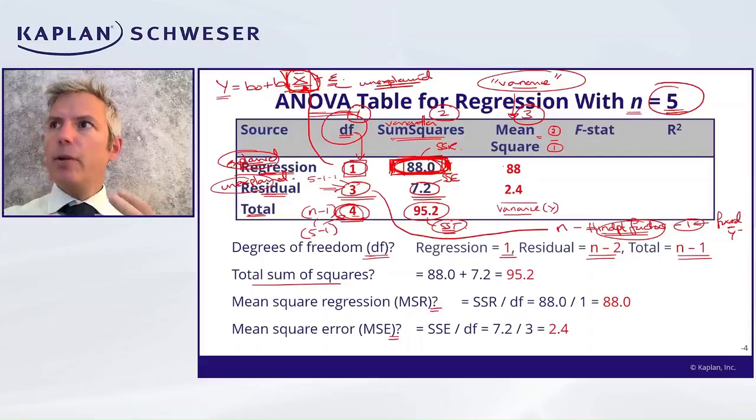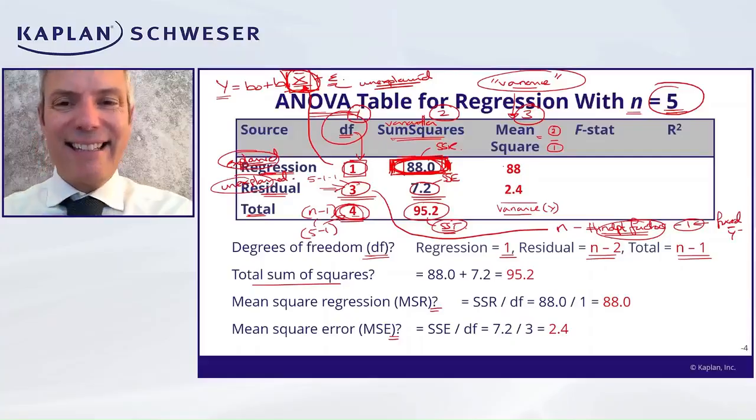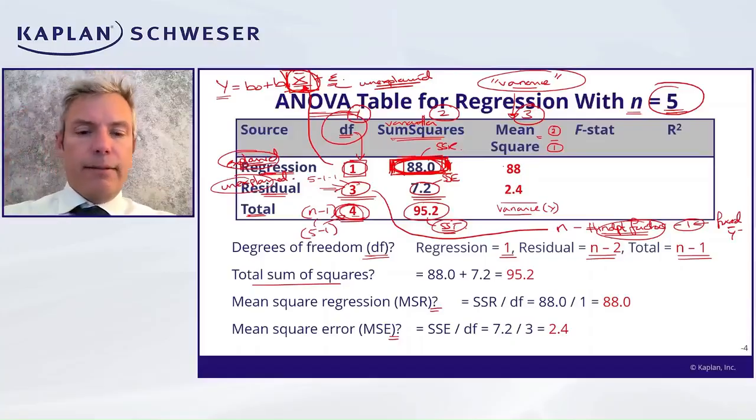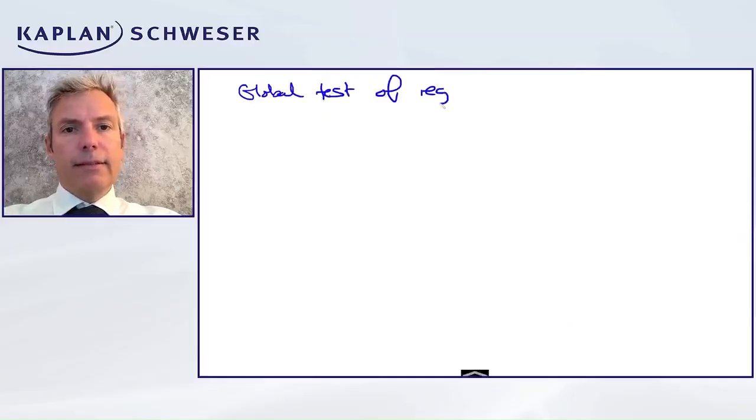Now, in order to do what's called a global test on your regression, so let's write this out. If we do a global test of the regression, we're testing the whole regression at once. That's what we mean by global test of the regression.